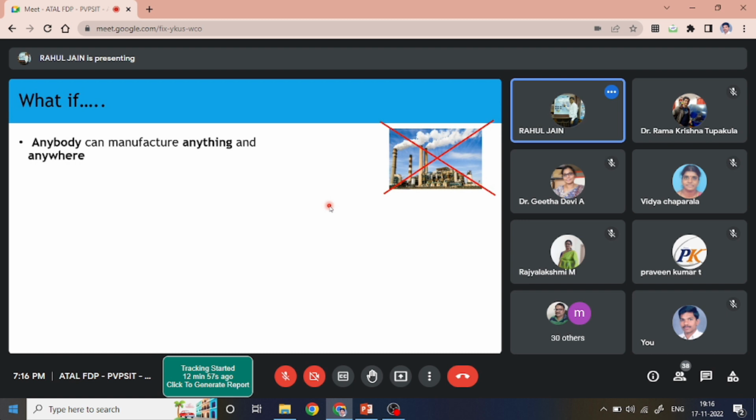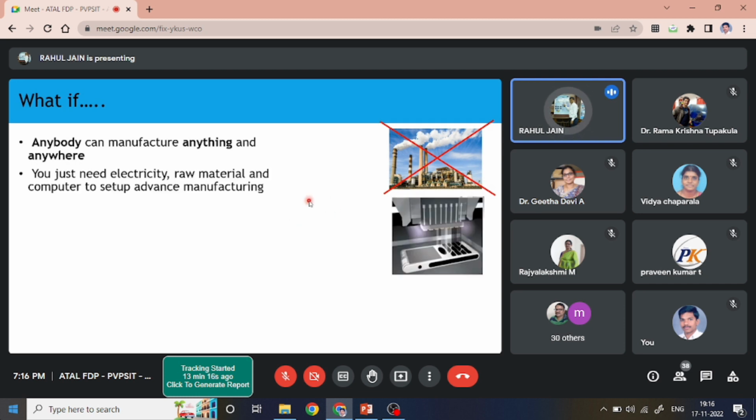But what if somebody is able to manufacture things wherever he wishes, without requiring a large piece of land, sophisticated machines and all? If this kind of thing happens, this will make life very easy for industry as well as customers.